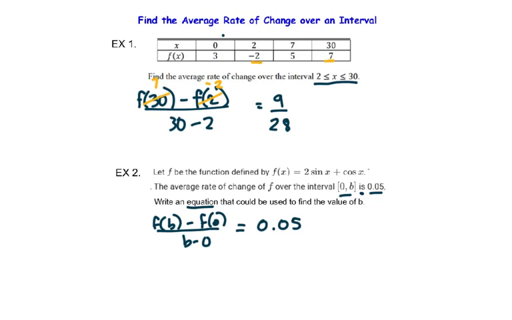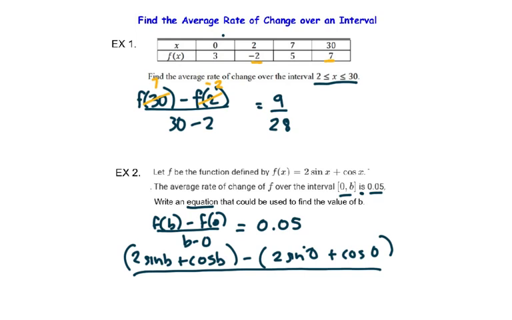And we're going to plug in the function f of x. So f of b would be 2 sine b plus cosine b, and f of 0 would be 2 sine of 0 plus cosine of 0. My denominator is just going to become plain old b. That's equal to 0.05. And if you don't have your trig down, now's the time to get it. Sine of 0 is 0. Cosine of 0 is 1. So this just becomes 2 sine b plus cosine b minus 1 all over b equals 0.05.